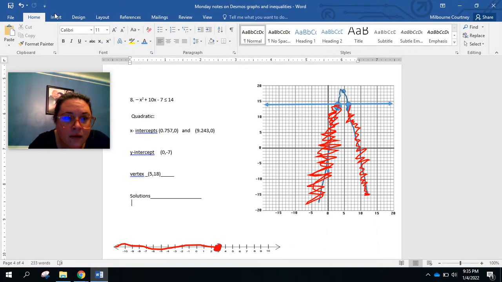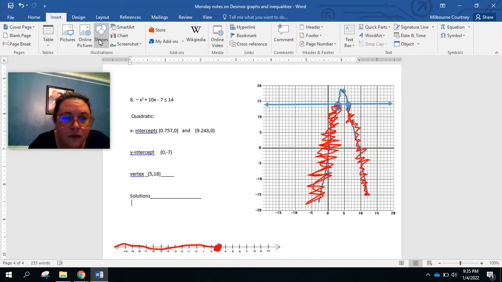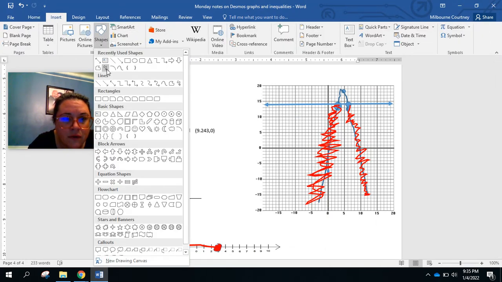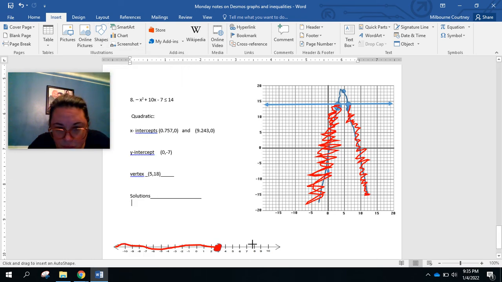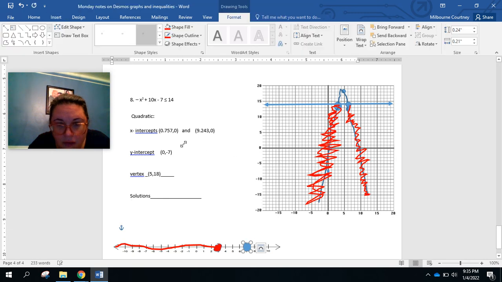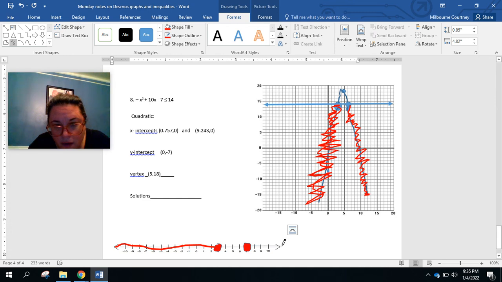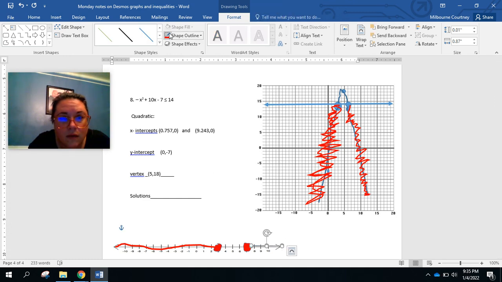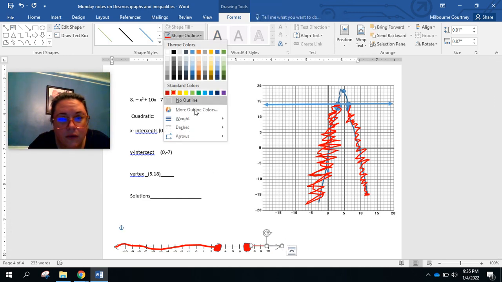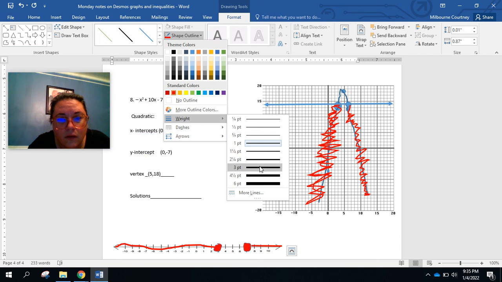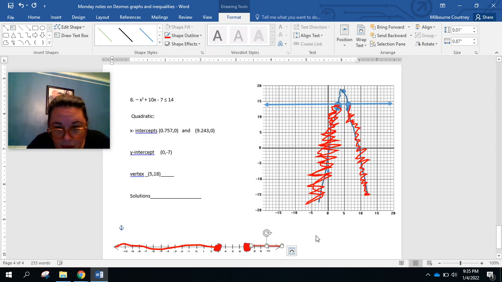So going back, insert. I bet you're glad you're using pen or pencil. It's a pain in the neck to do digitally. Red. Done. Squiggle. To the right. Thick. There it is.